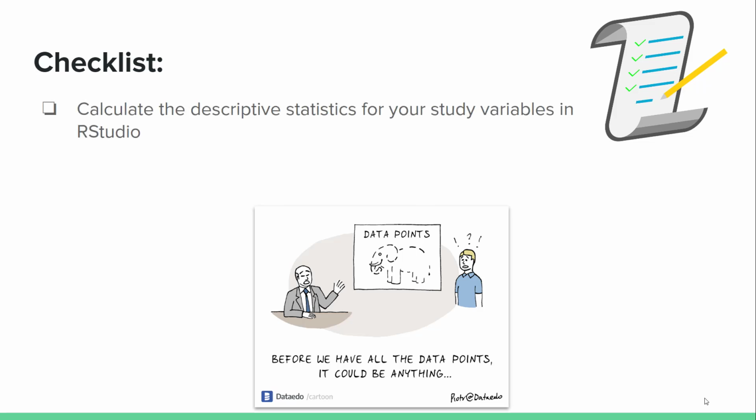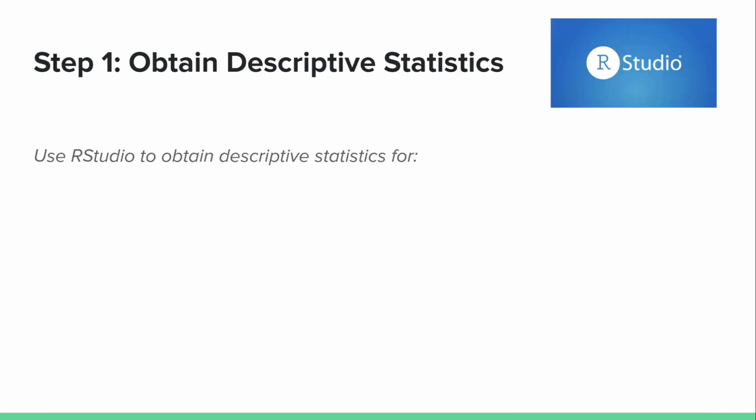First of all, you want to calculate the descriptive statistics for your study variables in RStudio. And then you would want to add your descriptive statistics to your poster. Easy peasy. And so let's talk a bit about step one.